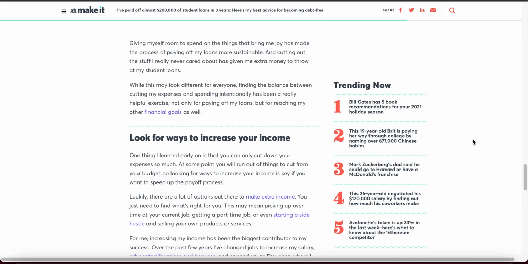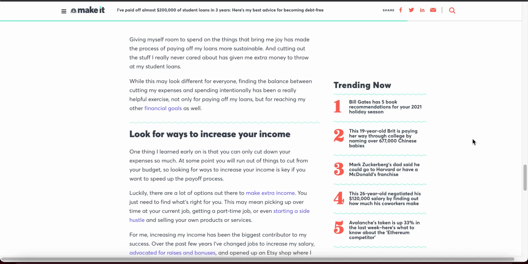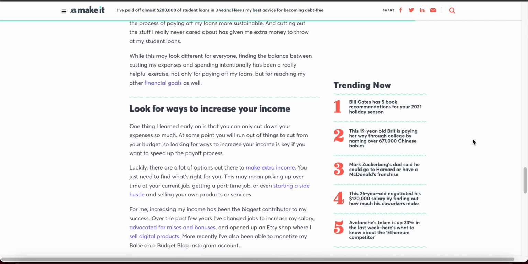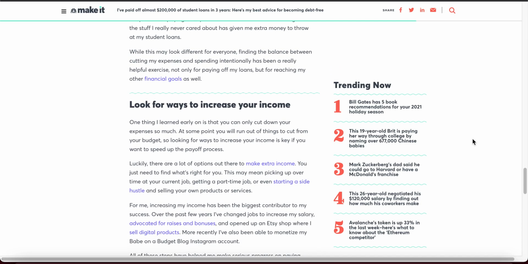Luckily, there are a lot of options out there to make extra income. You just need to find what's right for you. This may mean picking up overtime at your current job, getting a part-time job, or even starting a side hustle and selling your own products or services. For me, increasing my income has been the biggest contributor to my success.